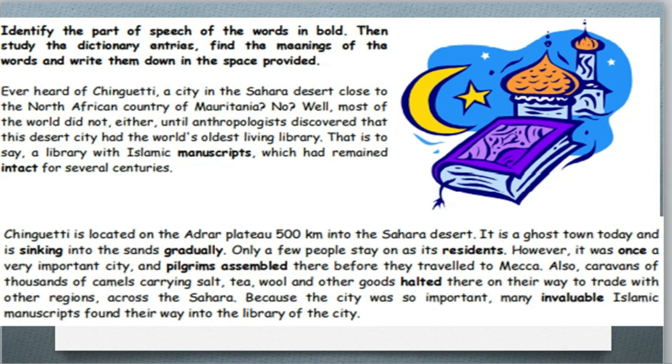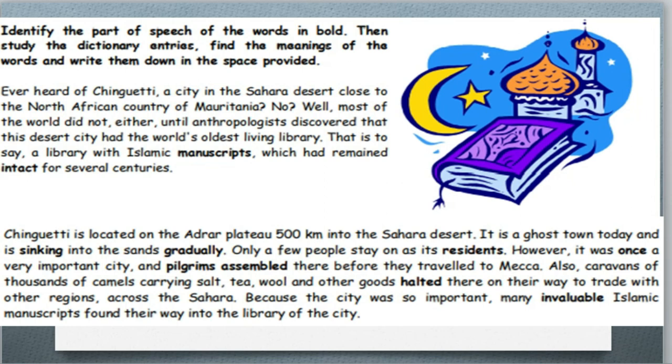It is the present continuous form. And gradually, it is at the end of the sentence and it is an adverb, and the -ly ending helped me a lot to understand this. And when we continue with the following, only a few people stay on as its residents. I can understand that residents over here is a noun again in plural form because it comes just after the possessive adjective its. And now we have another adverb.